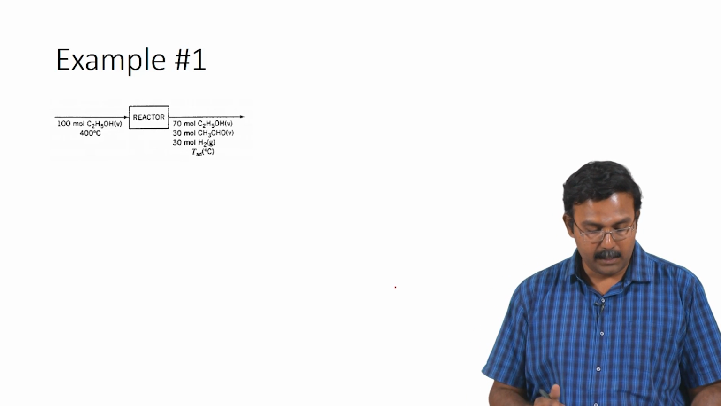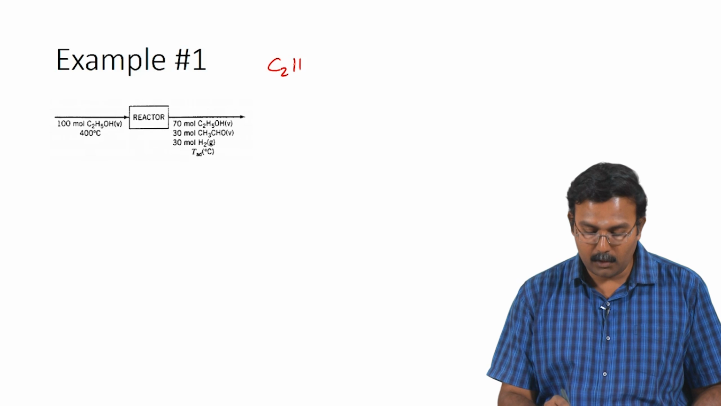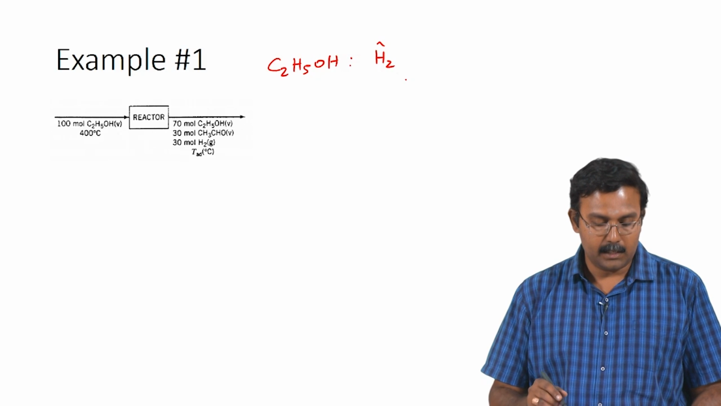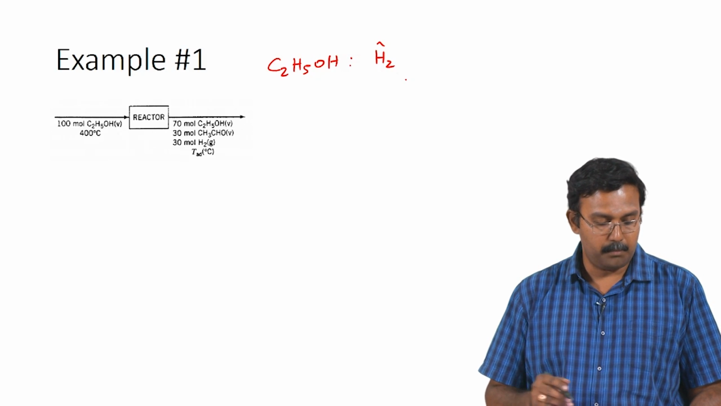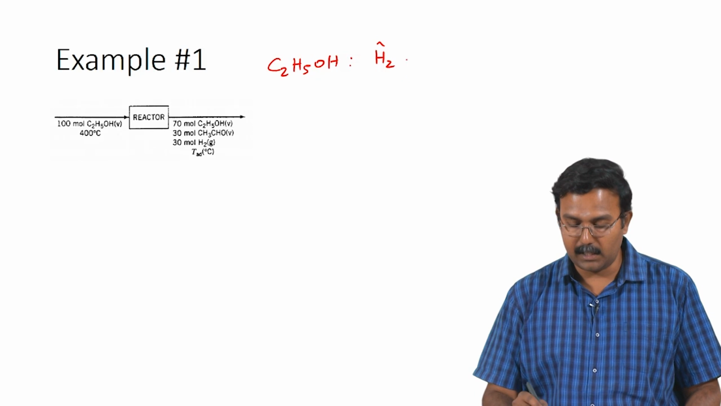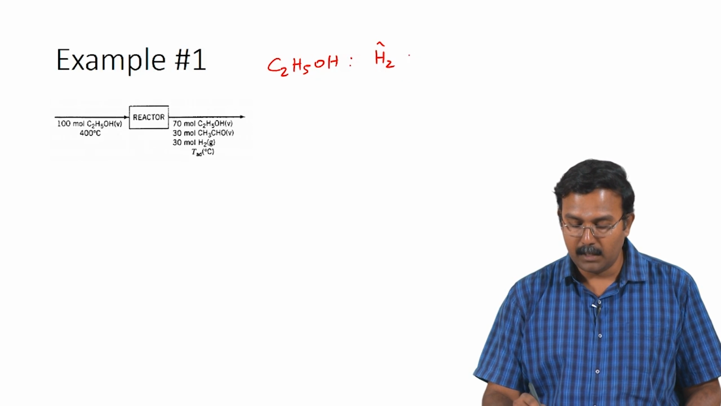The first thing is for ethanol. For ethanol in the exit stream you have H2 cap. Here the temperature is being increased from 25 degrees Celsius to T degrees Celsius. So, you would have H2 cap equals the integral from 25 to T of Cp dT.